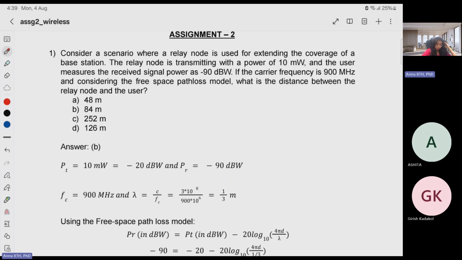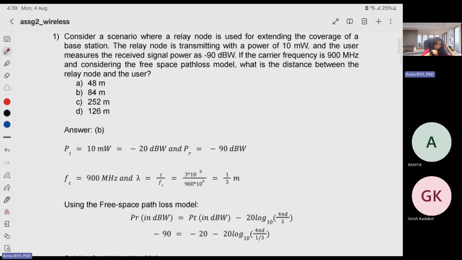Okay. So again, PT is equal to 10 milliwatt, converting into dB, it is minus 20 dBW. PR is equal to minus 90 dBW. FC is equal to 900 megahertz. The lambda is equal to C by FC, and we are getting 1 by 3 meter. Simply putting in the path loss formula, we will be getting that. If the gains are not given, they are assumed to be GT equals GR equals 1. So 10 log 10 of 1 is equal to what?